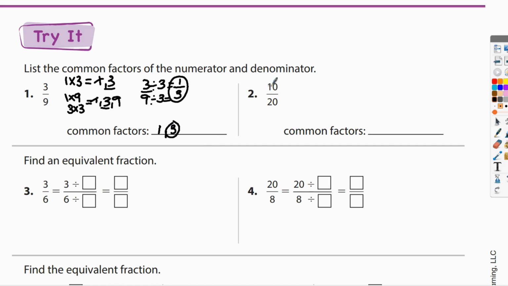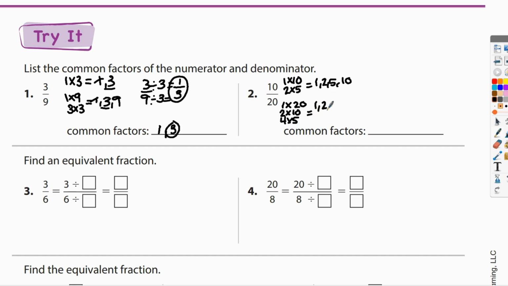Let's take a look at number 2, 10/20. So think again, what are the factors of 10? What gives me 10? 1 times 10 and 2 times 5. Let's put those numbers in order. 1, 2, 5, and 10. Let's put the 20 now. 1 times 20, 2 times 10, 4 times 5. Let's put those numbers in order.